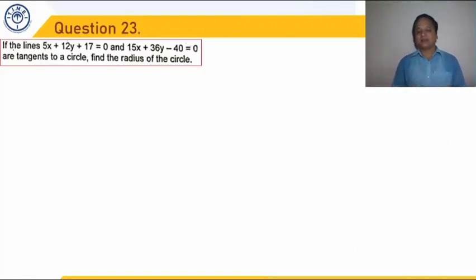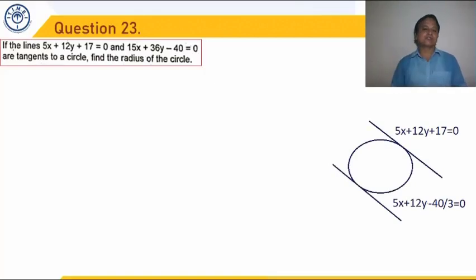These two are parallel lines and they are tangents. So we draw the figure first. These two are parallel lines, so we write them in the same format. 5x plus 12y plus 17 equal to 0, and second we divide by 3: 5x plus 12y minus 40 by 3 equal to 0. Now these two are parallel tangents.